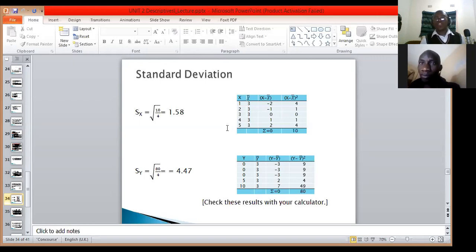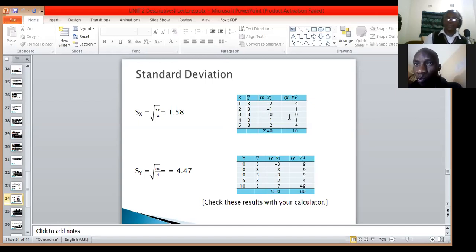Okay, so in the third column, we are going to find the difference, which is X minus X bar, meaning the measurement X minus the mean of X. Then in the fourth column, we are going to square the difference. That is X minus X bar squared.